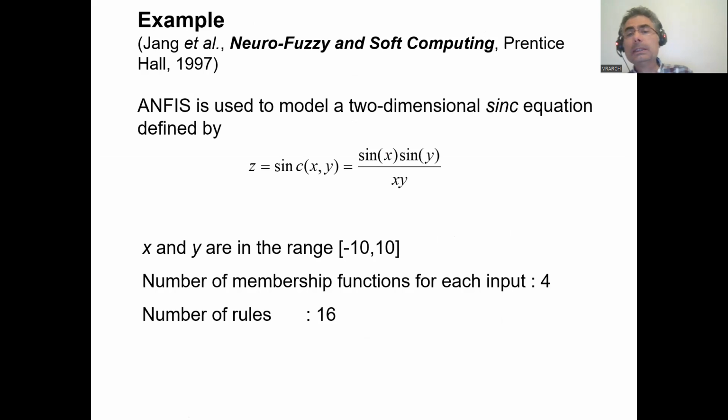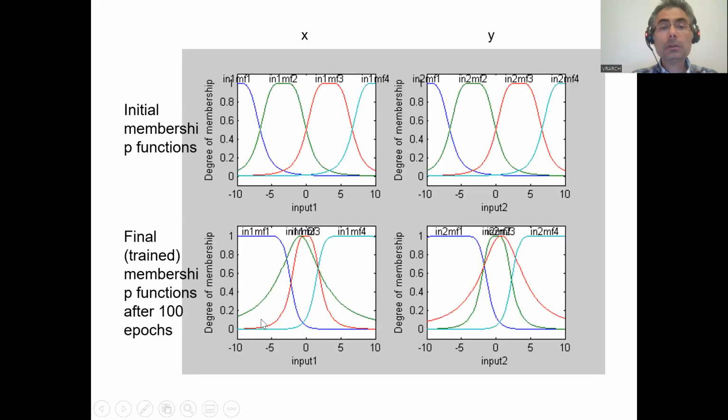So let's assume that we have a trained model, and we modeled a sinc equation that way. The x values are between -1 and 10, and we have 4 different membership functions, and we have 16 rules. This is the initial membership function that we set initially: 4 membership functions, basically 4 sets here, between -1 and 10, equally distributed.